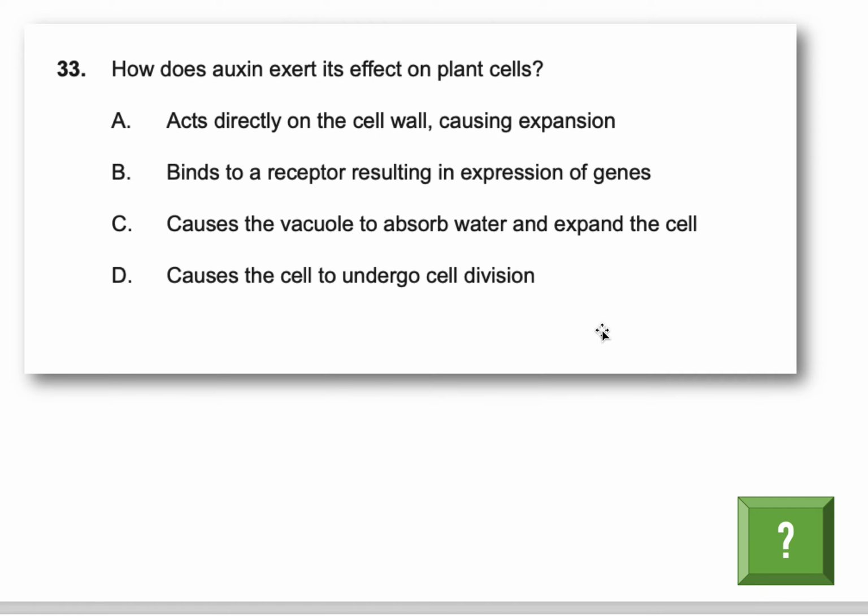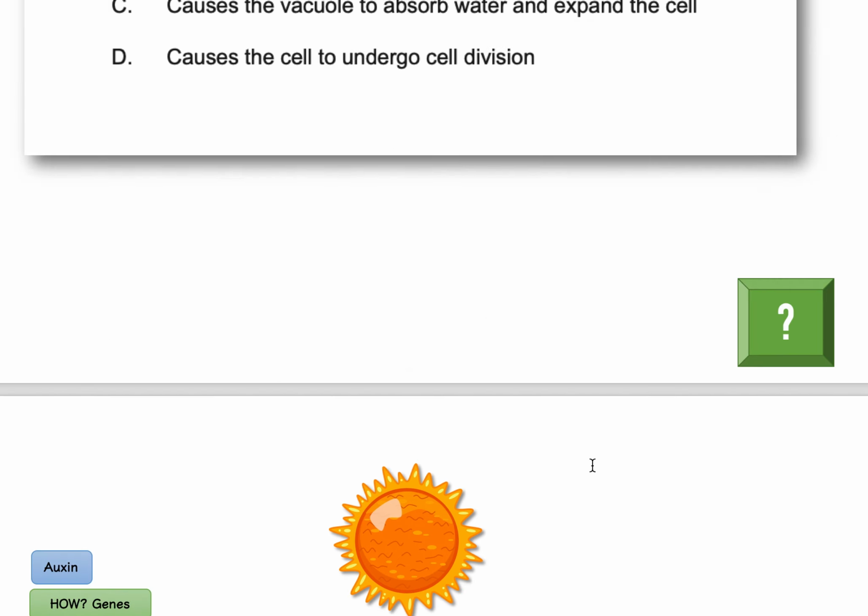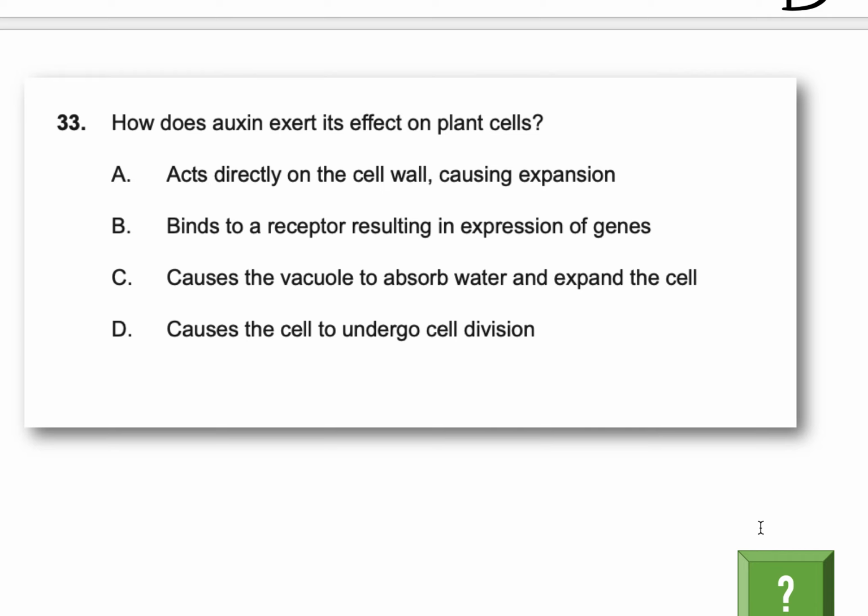So does it act directly on the cell wall causing expansion? No, it doesn't act directly on the cell wall. It acts on the nucleus, on the genetics, like I just mentioned. So it's not A. How about B? It binds to a receptor resulting in expression of genes. Yes, it binds to a receptor in the nucleus resulting in the expression of some genes. For example, a gene that makes a molecule called elastin, making these cells bigger, more elastic. So it's going to be B.